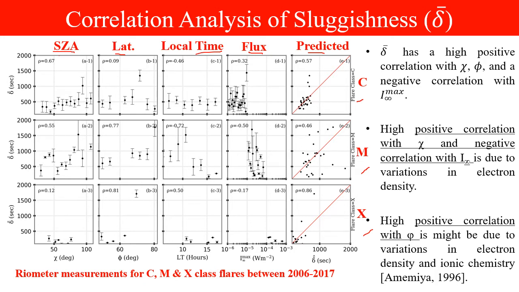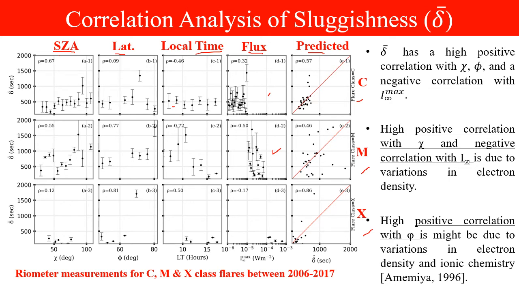You can clearly see there is a high positive correlation for all the different flare classes. There is a high correlation with solar zenith angle and latitude as well, but a negative correlation with peak solar flux. And finally, there is a complicated variation with local time. It's not a linear one.